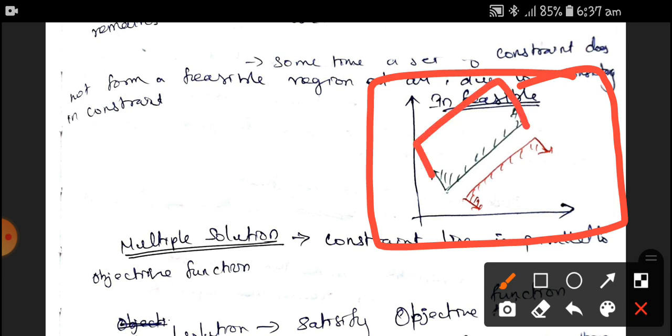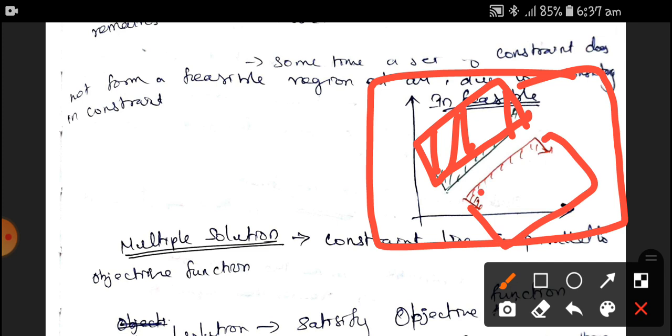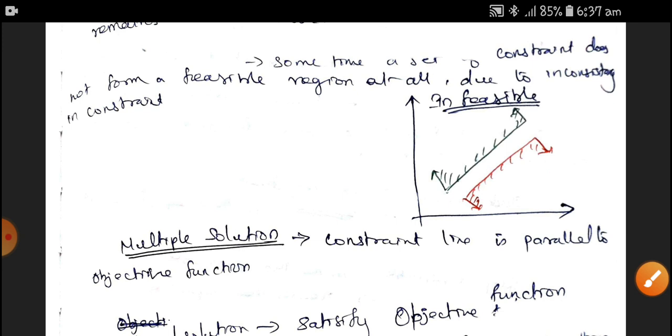If a constraint like this has a bounded solution value here, and it has a solution value here, there is no linear relationship between these two constraints. We cannot calculate the solution at all.